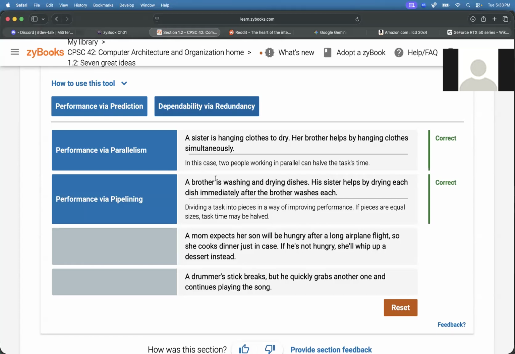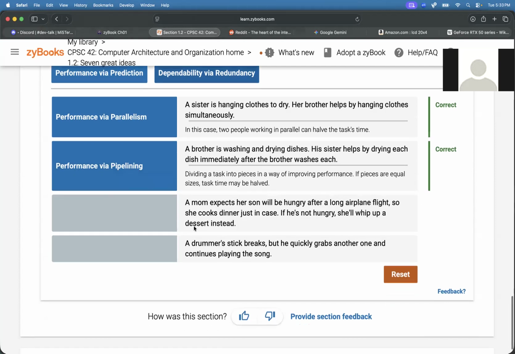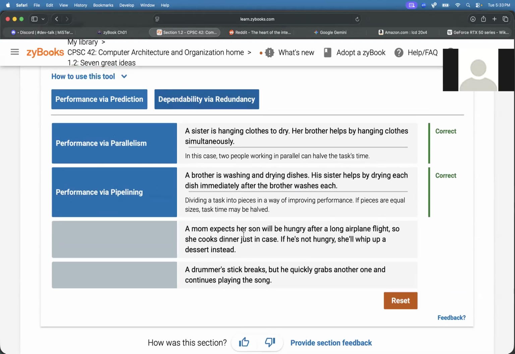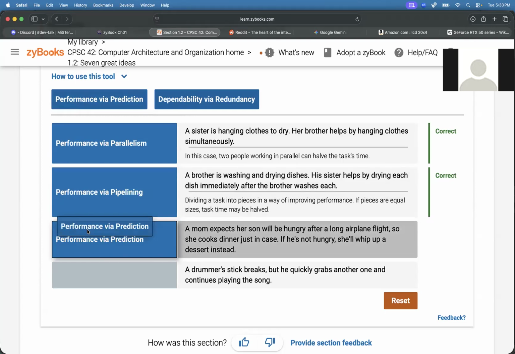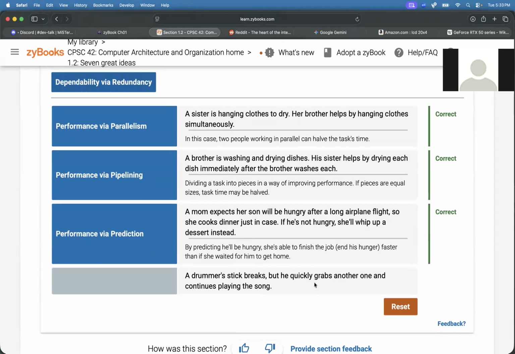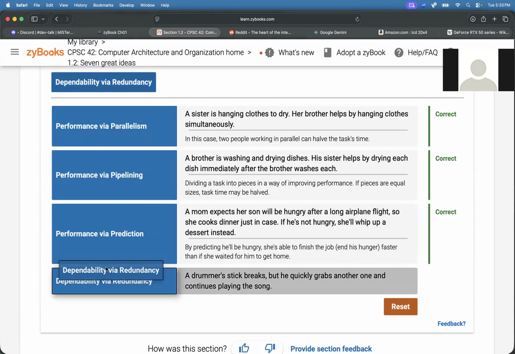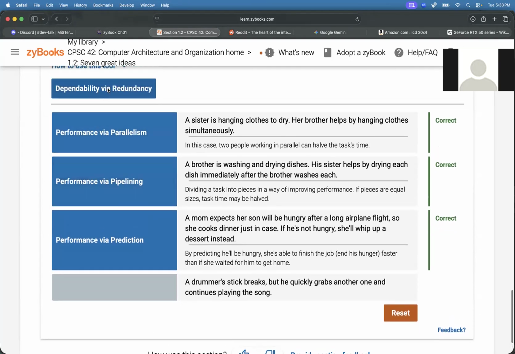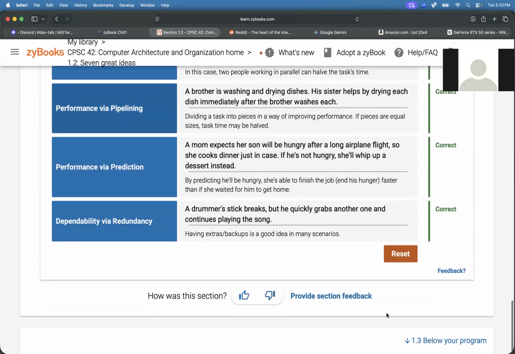If one person had to wash and dry, then it would be slow. But if one person washes and one person dries, then a dish can be washed while another dish is being dried. And that's pipelining. Mom expects her son will be hungry, so she cooks dinner just in case. That's prediction. A drummer's stick breaks, but he quickly grabs another one and continues playing the song. So you have more drumsticks than you need. That's redundancy. Don't know why it didn't let me put it there. Okay.